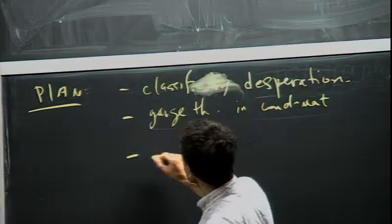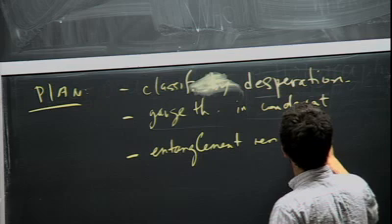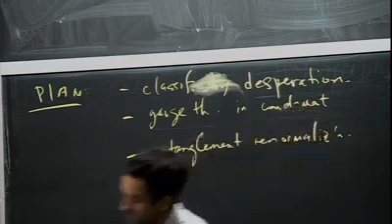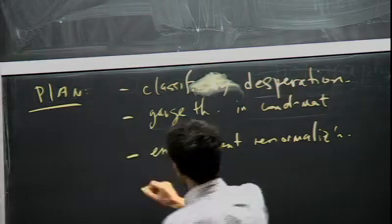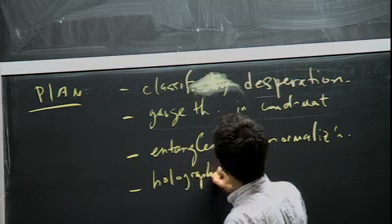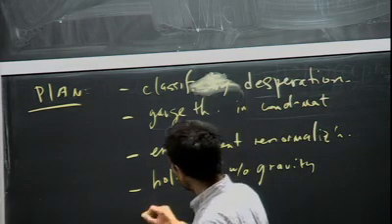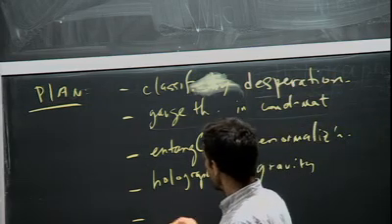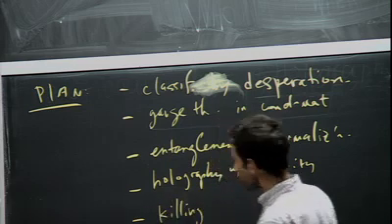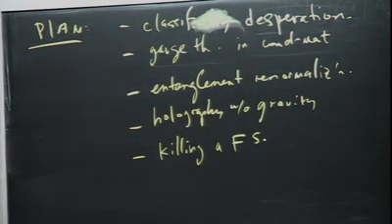Okay, and then I want to say something about entanglement renormalization, which is maybe the closest we've come to drawing that picture starting from there. And then I'll say something about holography without gravity. And then I want to talk about the example where we're the most desperate, which is Fermi surfaces. Specifically, I want to talk about killing Fermi surfaces, killing the quasi-particles at a Fermi surface in various ways.